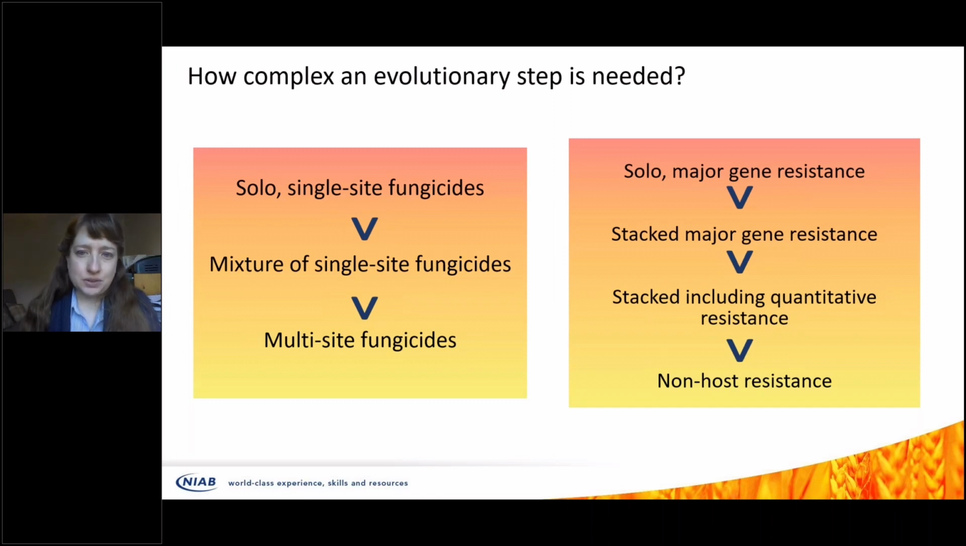And we see a similar situation in terms of varietal resistance. If you've just got one major resistance gene, then that's easier for a pathogen to overcome compared to if you start stacking different genes or even introducing quantitative resistance genes into the mix as well as major genes. And then perhaps the lowest risk of all would be non-host resistance, and there are some researchers looking at using that as a more durable way to have resistant plants.